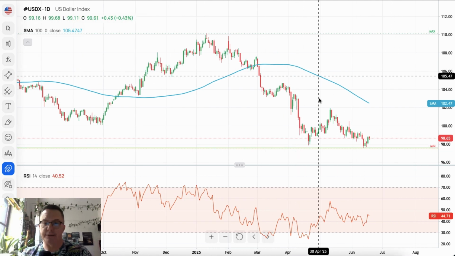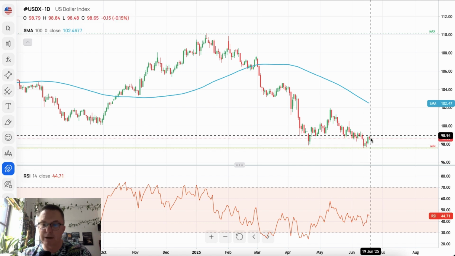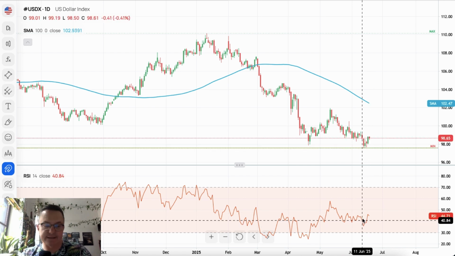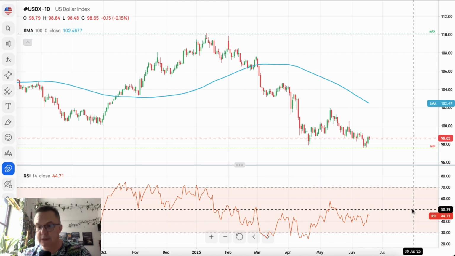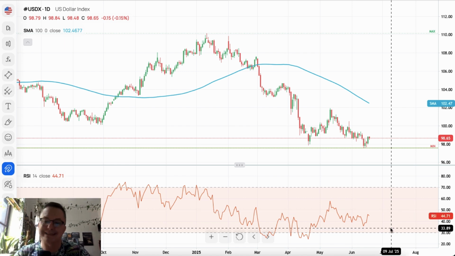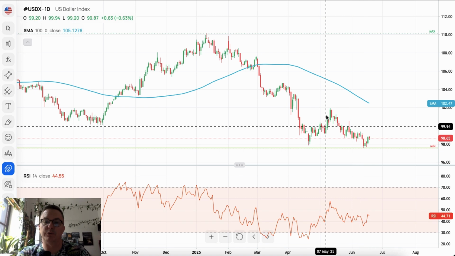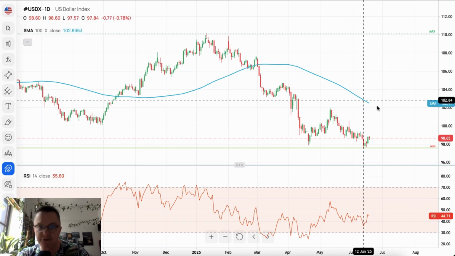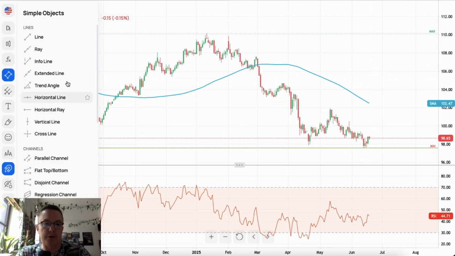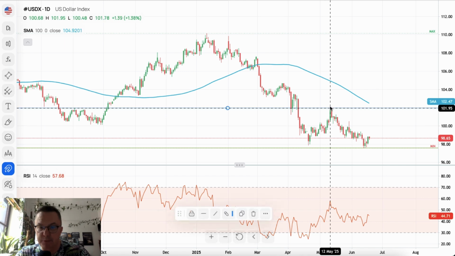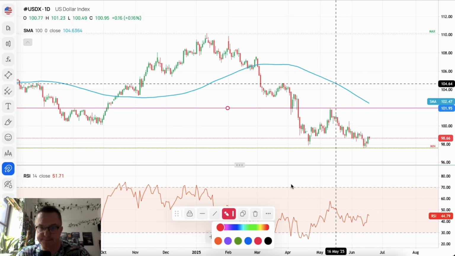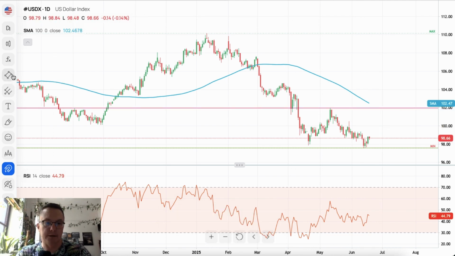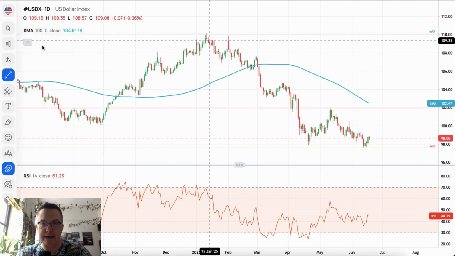Since then, we got some kind of a pullback to the upside. However, the momentum is still below the level of 50, above the level of 40. So momentum is still negative. Anyway, we are trading below the 100 periods moving average on the daily time frame chart, and to be honest, without a breakout above this local swing high, which is 101.95, we cannot say that the uptrend on the US dollar index is back up.